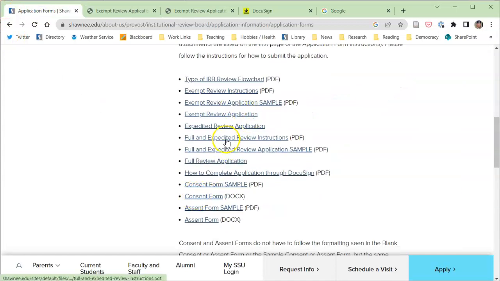So you can also take a look at what's involved with an expedited review, but again, most of the research that's done in our discipline, unless you're working with folks that are under the age of 18, it's going to be exempt. Information about the different kinds of IRB review. There's a decision tree in there that will help you. And then they also have samples of consent forms and assent forms. So there's just a few notes that I wanted to share with you all about IRB applications.